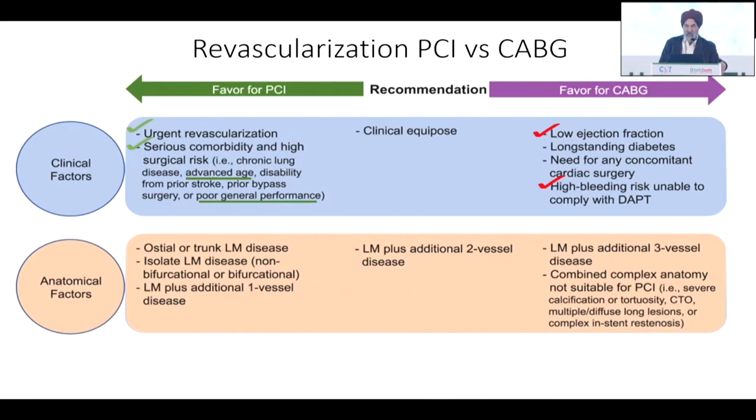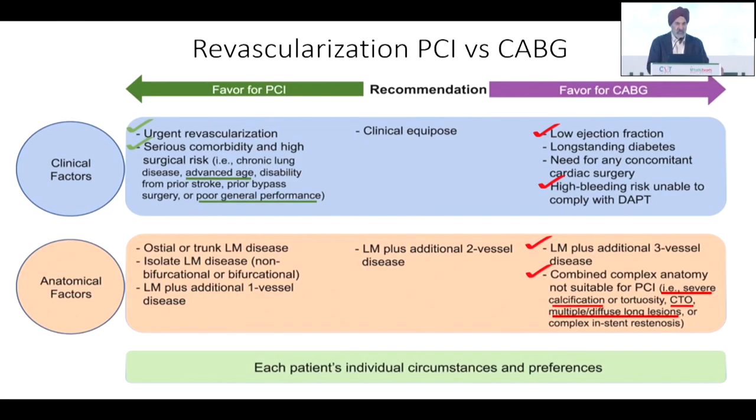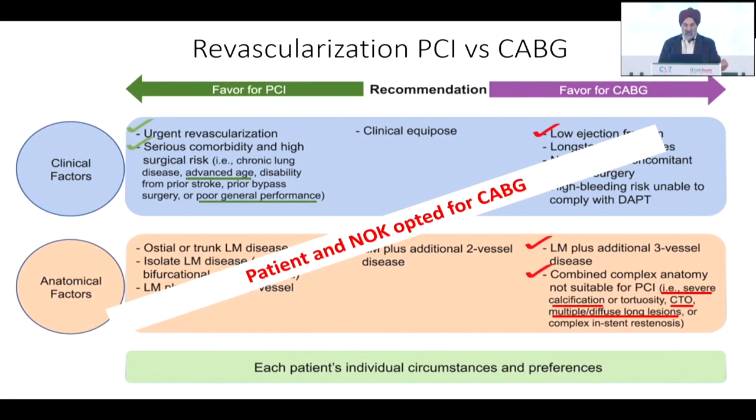The anatomical factors are more in favor of CABG in that he had very complex anatomy with CTOs, severe calcification, long disease, and the final thing is what patient chooses, and you have to discuss all these options with the patient relatives, and they opted for CABG. So we were happy that this was a complex case and CABG could have done a complete revascularization.